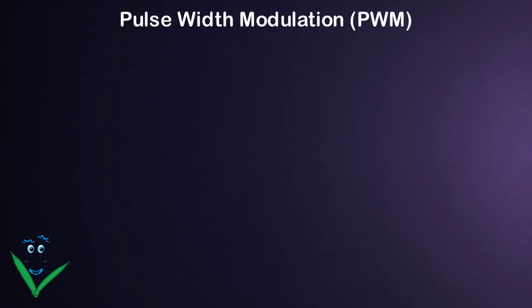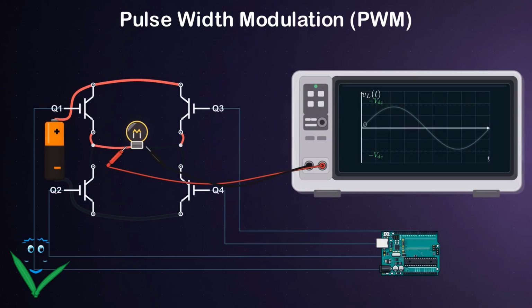However, a more common method is called pulse width modulation, or PWM. With PWM, the transistors still operate as switches. They are not partially turned on to create every point on the sine wave. Instead, they switch fully on and fully off at a frequency much higher than the required 60 Hz output. The width of each voltage pulse is then adjusted.